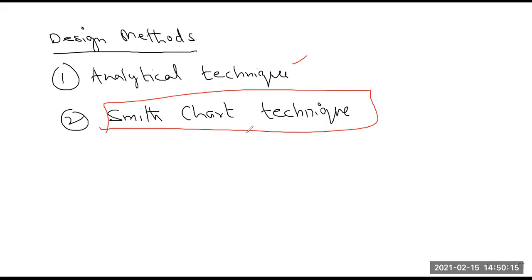I will briefly talk about the analytical technique as well, because this technique is not that difficult, but people don't use it because as an engineer, you will always go for the simplest solution or simplest technique. So the Smith chart technique is far easier than the analytical technique, but that doesn't mean that you should not be able to understand how to design a single stub with the help of the analytical technique. So I will briefly talk about the analytical technique as well, but let me first focus on the Smith chart technique.